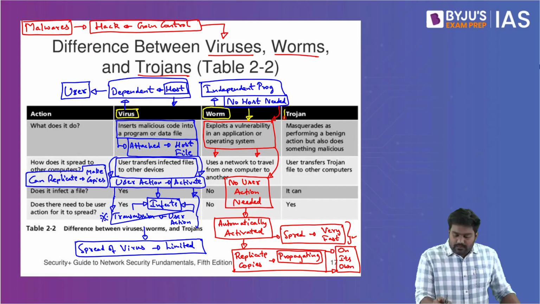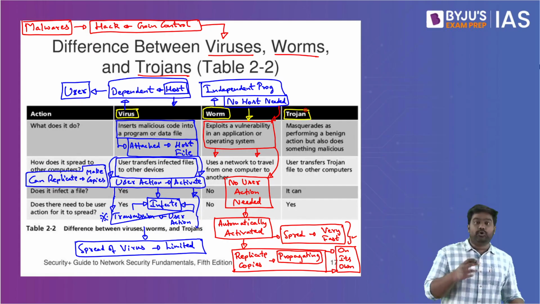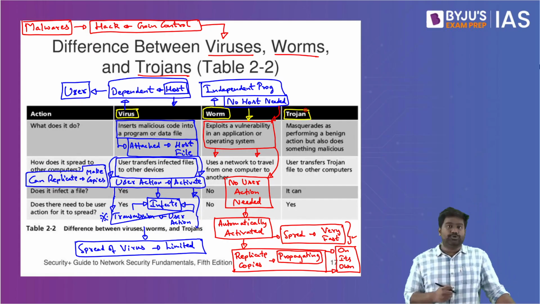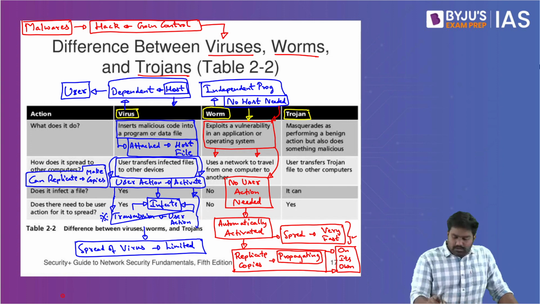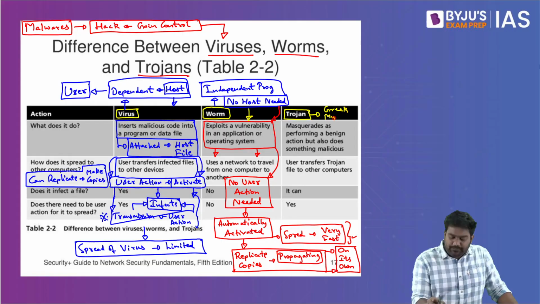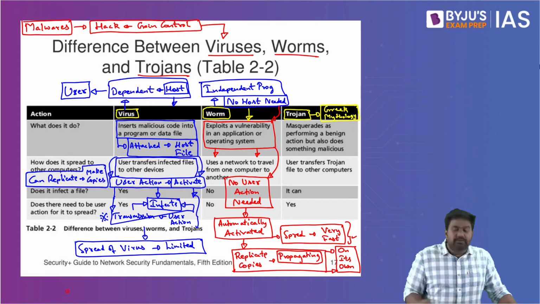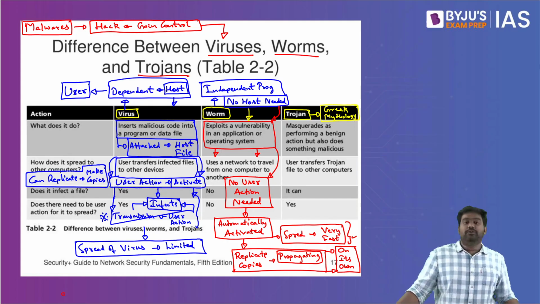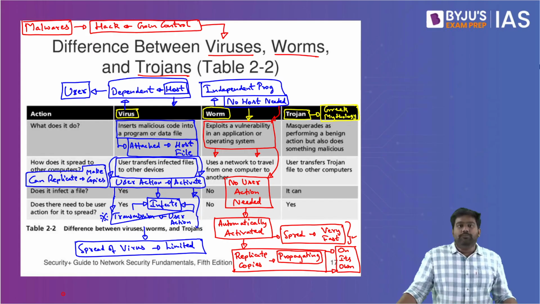Now, coming to the next malware, a Trojan. What is a Trojan? The name Trojan is actually drawn from Greek mythology. If you understand this story from Greek mythology related to the Trojan horse, it becomes very easy to understand what this malware is or how it functions.